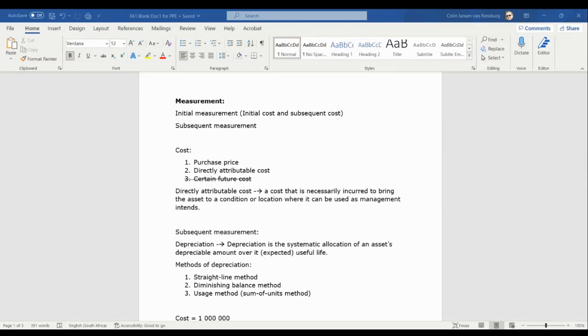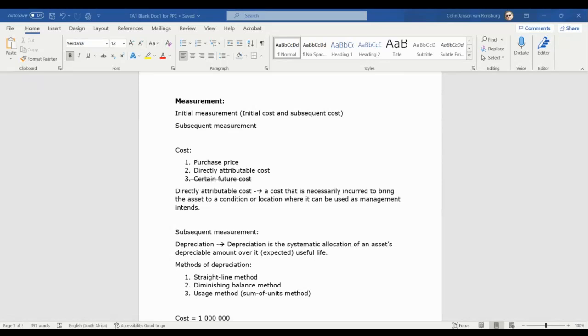So today I want to take some of those aspects that we spoke about on Monday and take them further. So we are going to look at measurement, and then we are going to look at the various depreciation methods. So that is our mission for today.